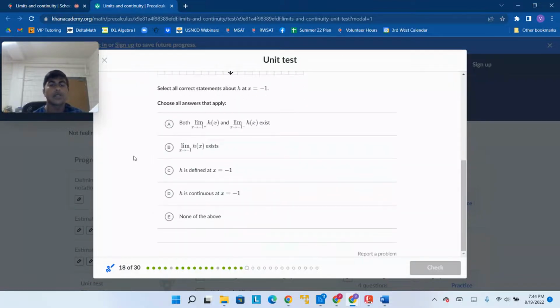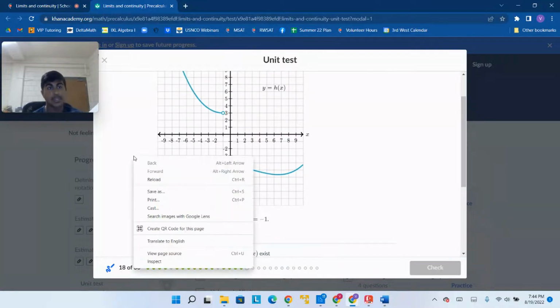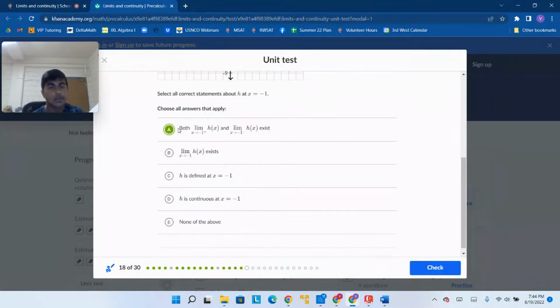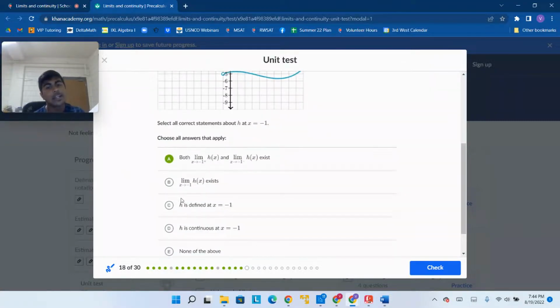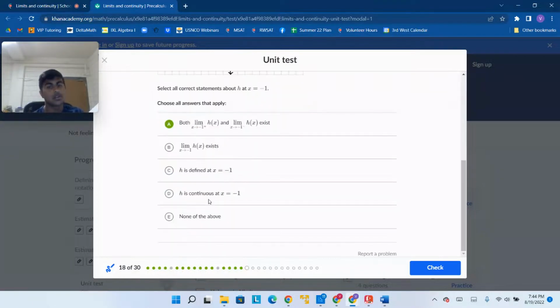Select all correct statements about h at x equals -1. So the limits on both sides exist, right? The limit does not exist because they don't agree. H is defined at x equals -1. Well, no, it's not. There's no filled in circle, so it doesn't exist there. So it's not continuous either. So the answer is A.